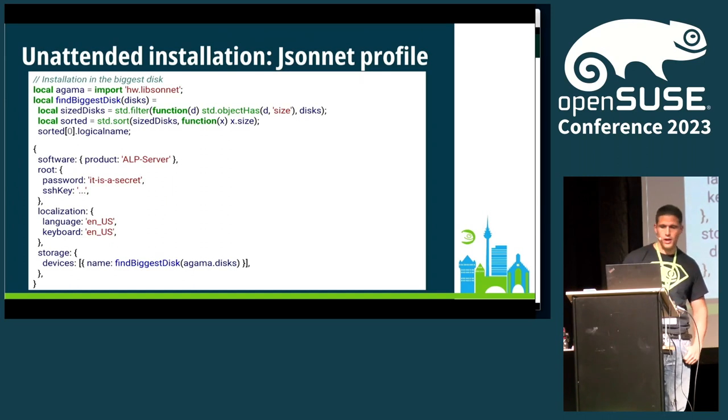Because with Jsonnet, you can have, for example, instead of putting the name of the device there, your own function, and then that function, for example, is just sorting the disks by size and taking the first one.